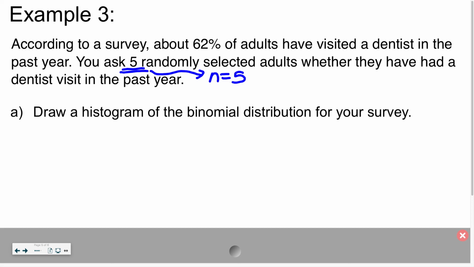Whether or not they have visited a dentist in the past year, and what are their only answers going to be? Yes or no. So it's binomial. There are only 2 possible answers. We want to know if they have gone to the dentist, so it's a success if they say yes. Let 62% be our p, our probability of success. If our probability of success is 0.62, what's our probability of failure? 0.38. If you want to jot that down, you can.